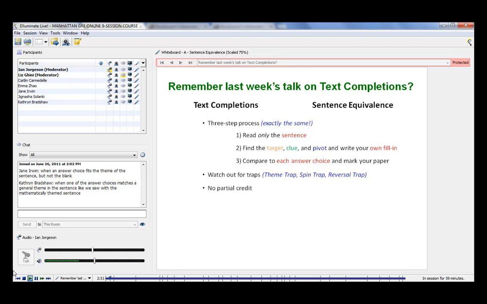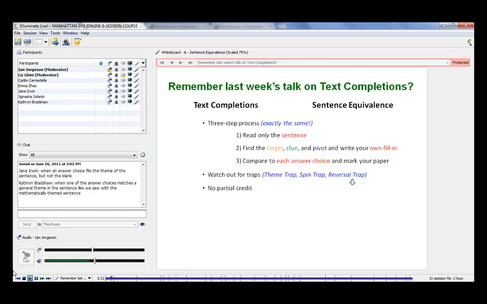We also saw spin traps, traps where the word seemed to be correct in meaning, at least generally speaking, but there was something wrong. Maybe we were looking for a word that means a negative version of asking for a favor, but this answer was a positive word that means asking someone. So the general meaning is correct, but it's wrong in terms of its spin, whether it's positive or negative or neutral. And then we also saw reversal traps, situations where they just give us an answer choice that is the exact opposite, an antonym of the answer that we're looking for.